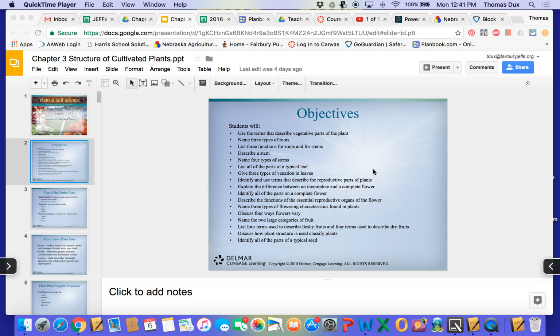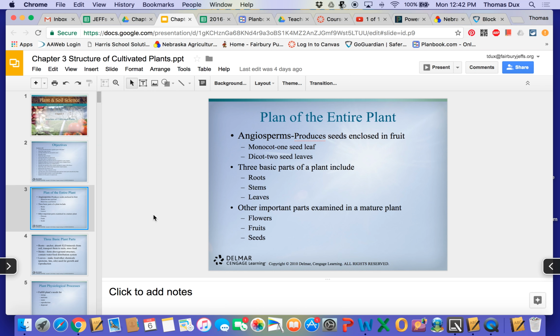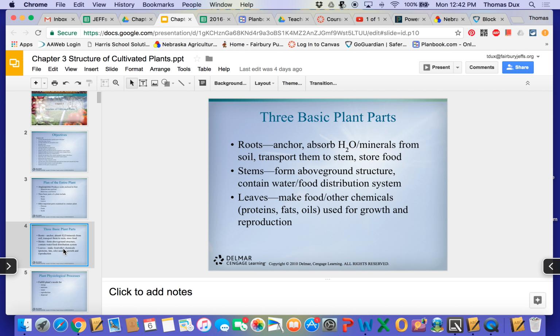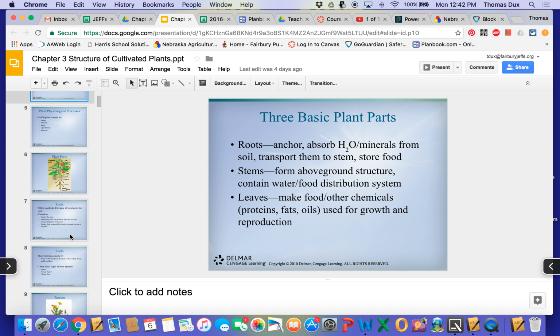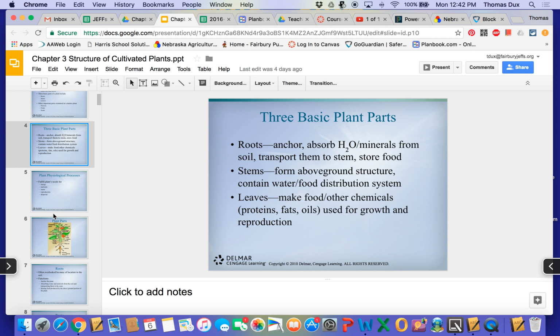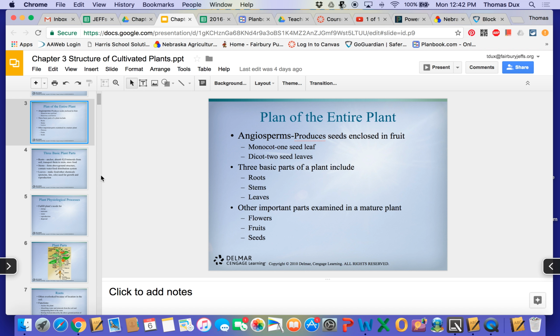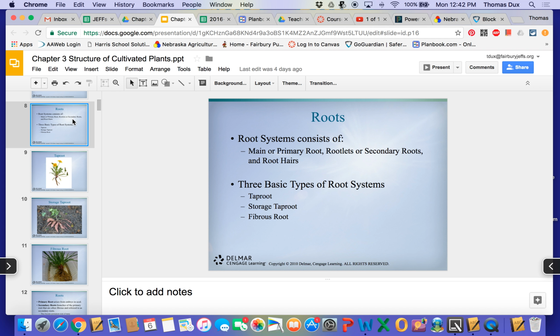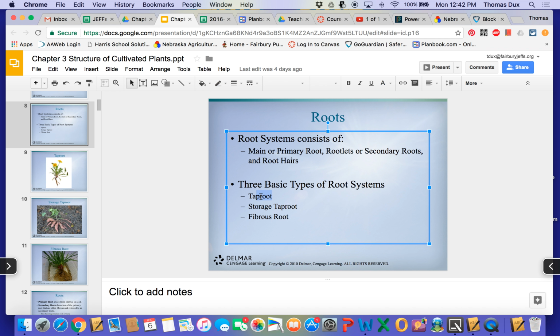Beets are a type of what? Fleshy roots. Great. That will work here. So we talked about adventitious, which would be kind of another one, in terms of one that does come from the ground. Okay, taproot, storage taproot, and fibrous root.